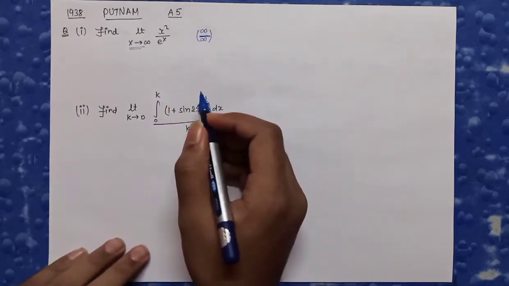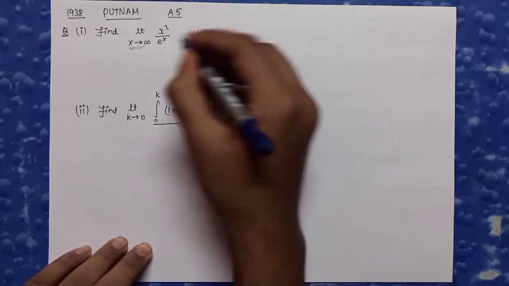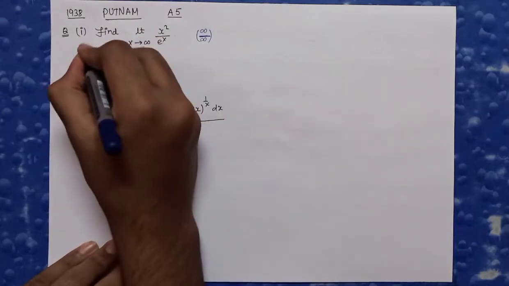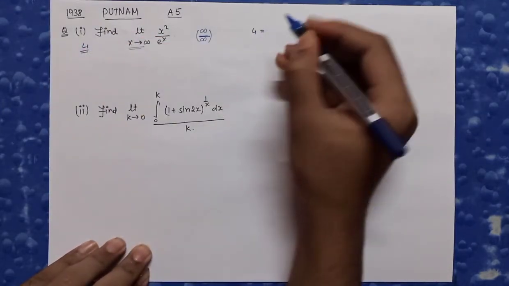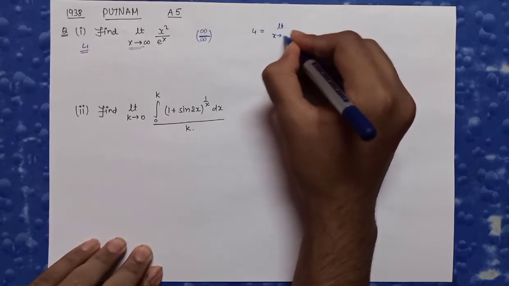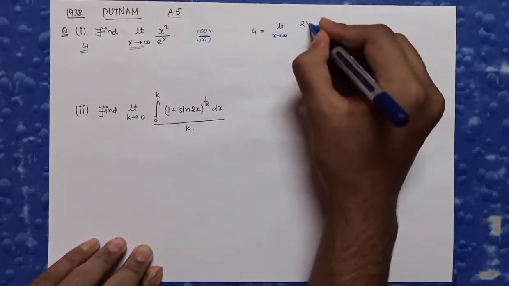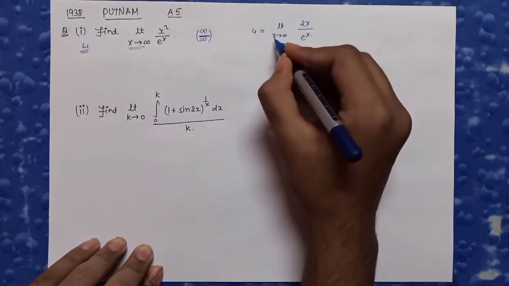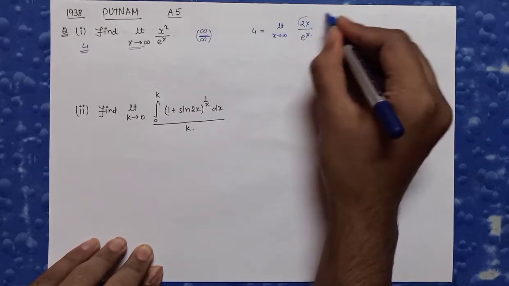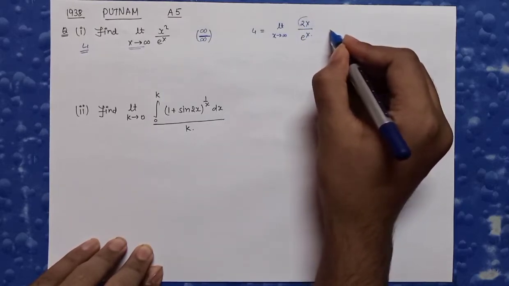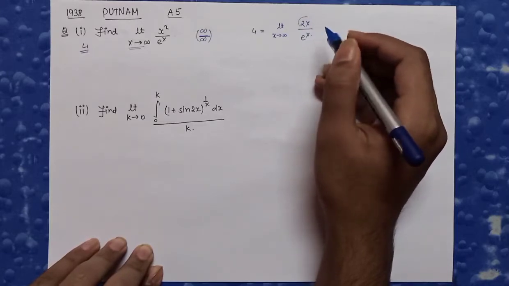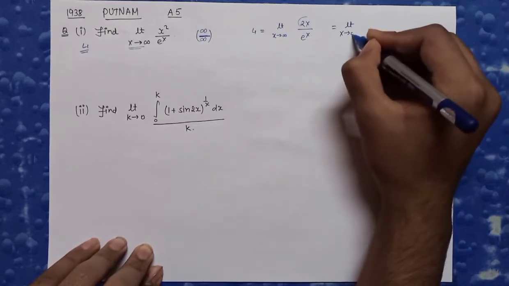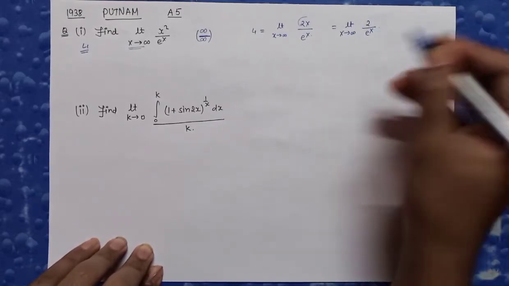So without any problem, we can use L'Hospital's rule where we differentiate the numerator and denominator. Let's call this limit L1. So L1 can be written as limit x tends to infinity, where the derivative of the numerator will be 2x and the derivative of the denominator will be e raised to the power x. Once again, if I substitute x, the numerator is still tending to infinity and the denominator is also still tending to infinity. So we will apply L'Hospital's rule once again and differentiate, giving limit x tends to infinity of 2 by e to the power x.